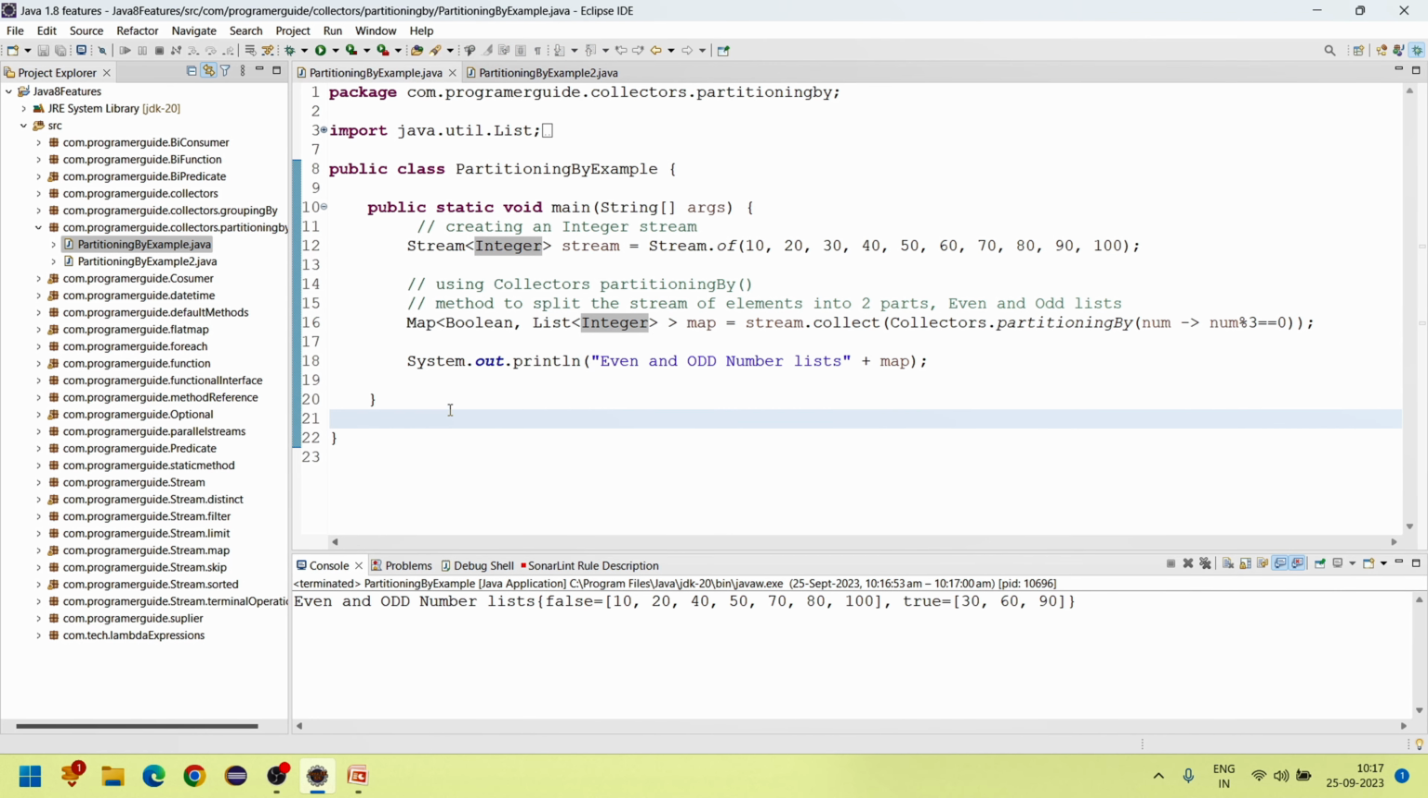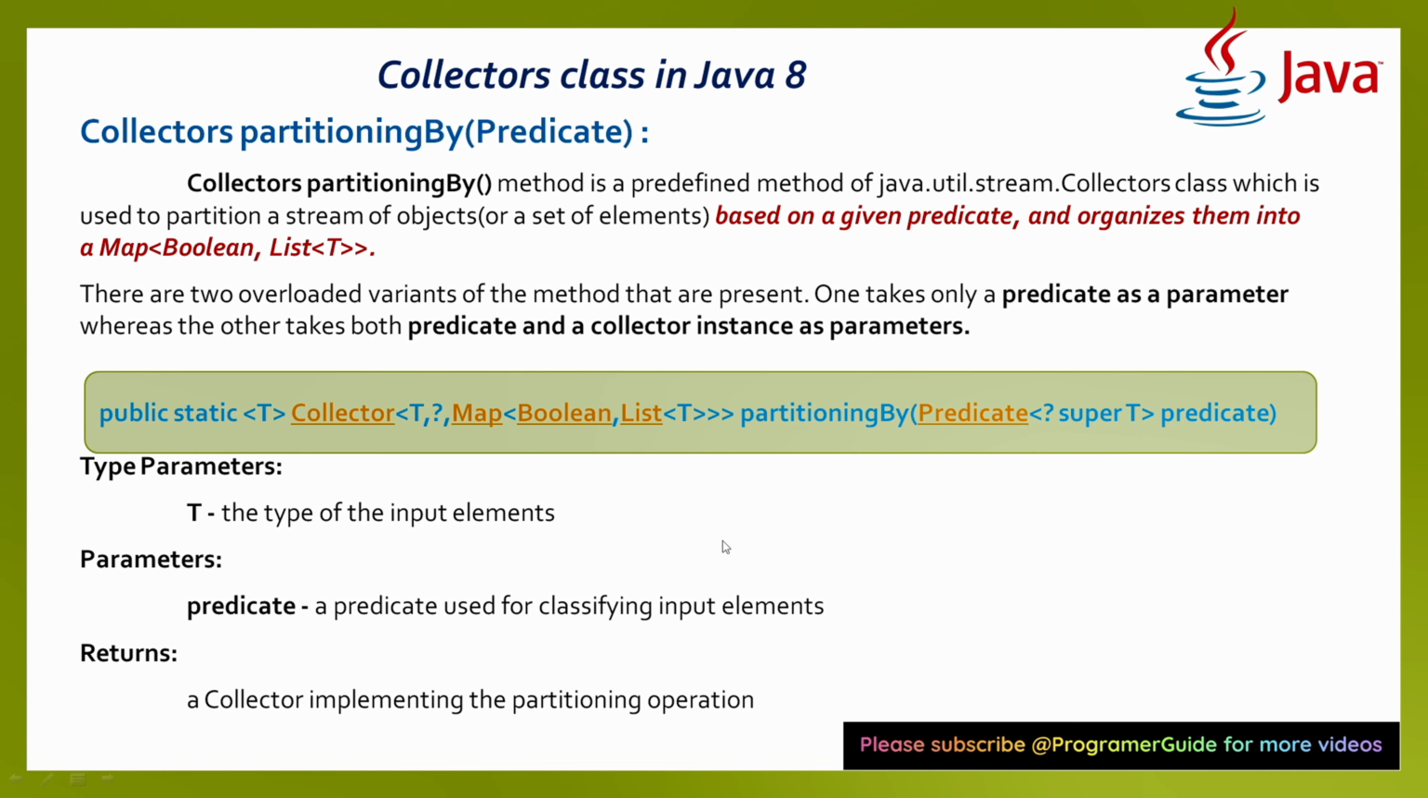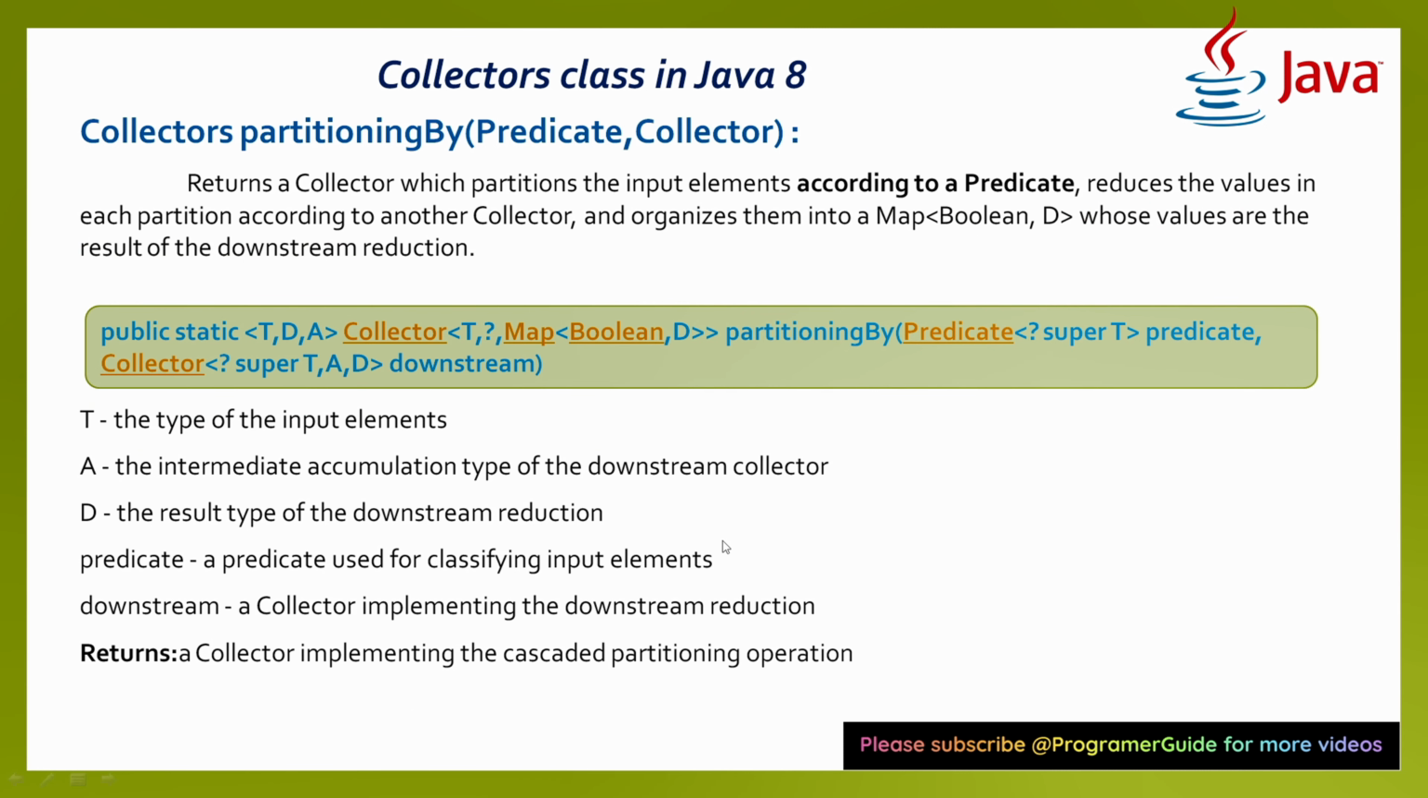See here, the data is displayed. False is whatever is not odd, that means even numbers. All even numbers are partitioned into one list, and all the odd numbers are partitioned into another list. Likewise it works in your real time programming. Based on the business requirements, you can apply this partitioningBy function. Let me see the other partitioning method, with predicate and collector.